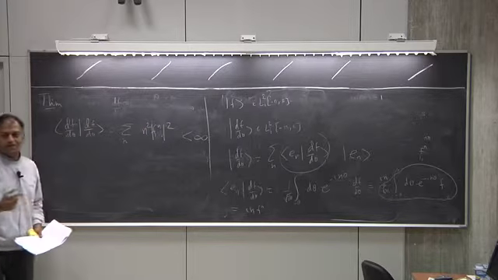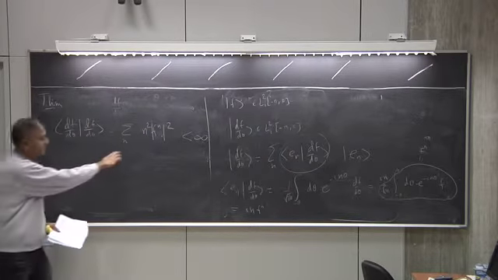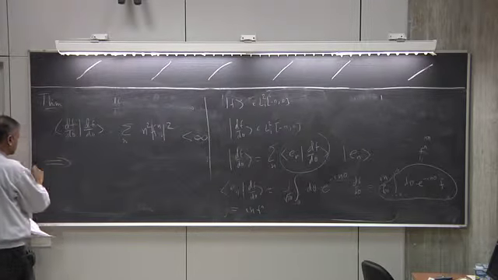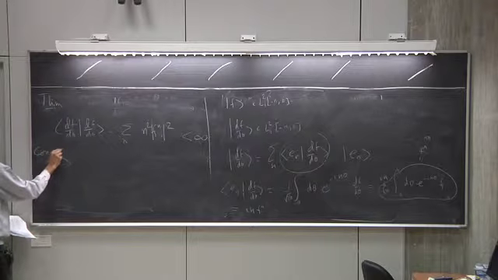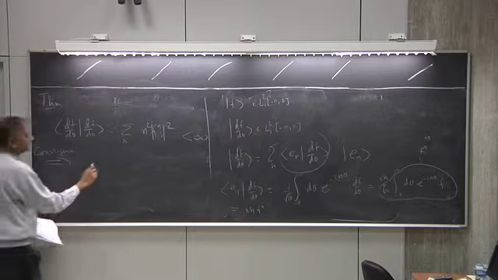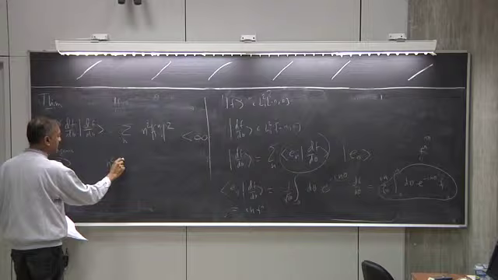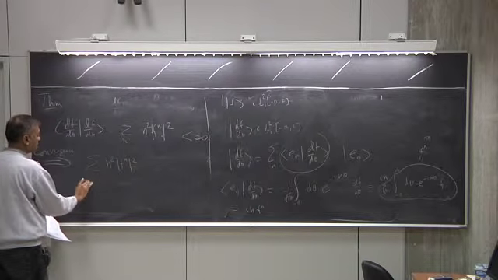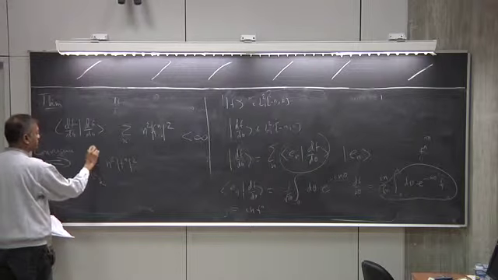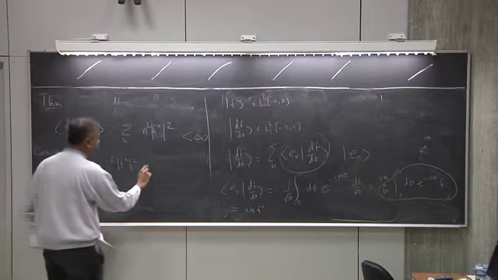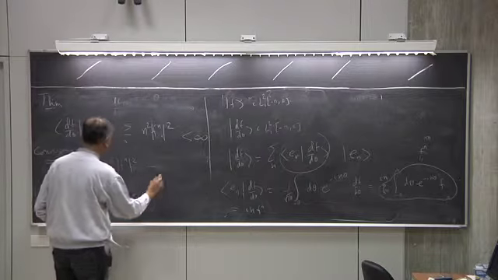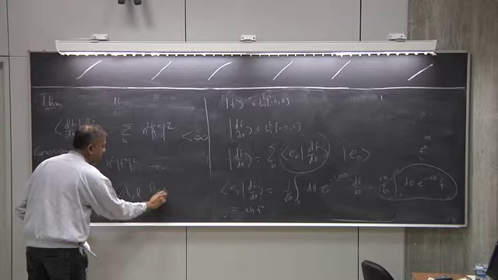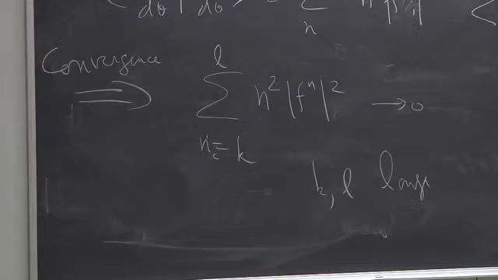So what this means is that the fact that this is converging, you remember one of the criteria, the Cauchy criterion for a series to converge, implies that the sum of n square fn square, sum from n equal to k to say L, will go to 0 for k and L large, correct? This was one of the criteria, the Cauchy criterion.